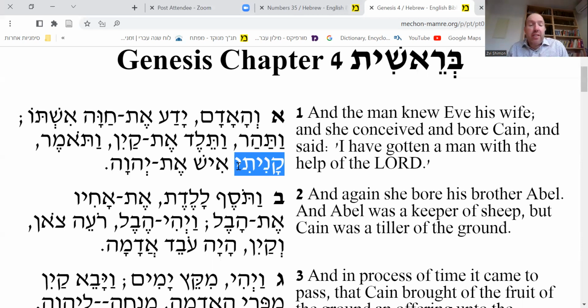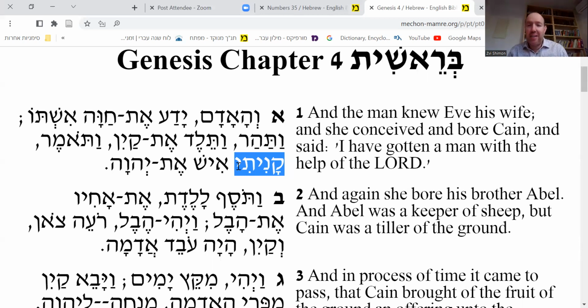The first case of pregnancy, and the parents probably don't know exactly what to expect, right? Eve is putting on some weight, and suddenly a human comes out, and her reaction is, I have gotten a man with the help of the Lord. I've acquired a man, Kaniti, right? So it's an expression of surprise about the birth, that there's a new human here.